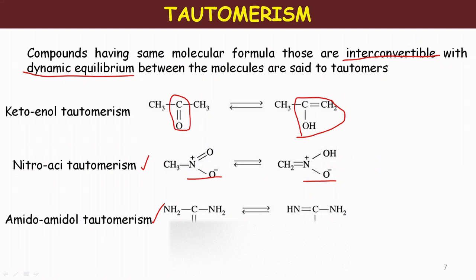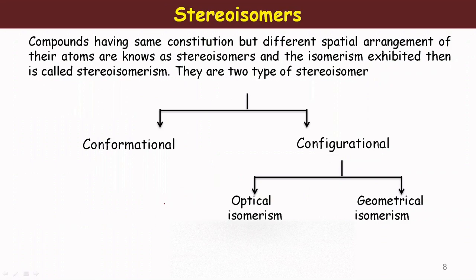So the next classification of isomerism is stereoisomerism. This is a very important type of isomerism. It can be classified as conformational and configurational isomerism. Configurational isomers are classified as optical and geometrical isomerism. We are going to learn about them in detail in the whole course. So let me just give an idea about what a conformational isomer and a configurational stereoisomer are.